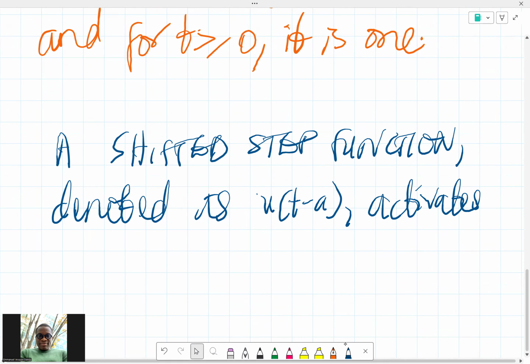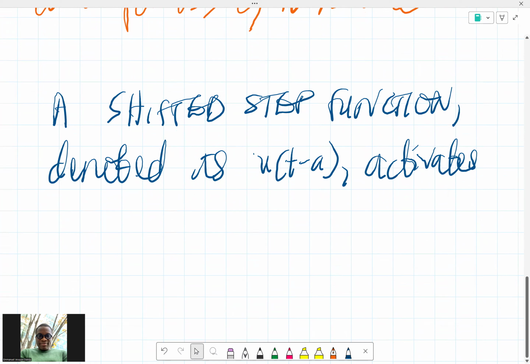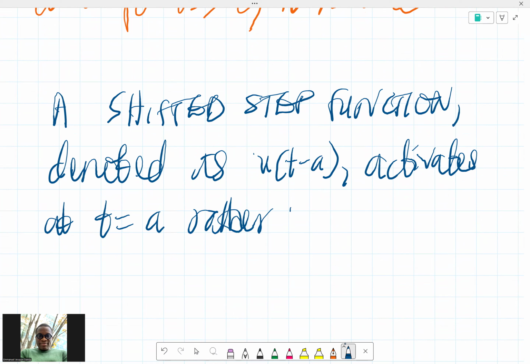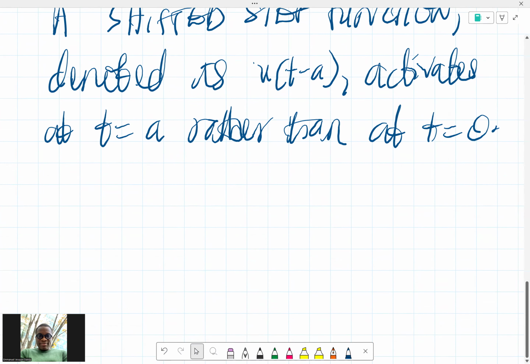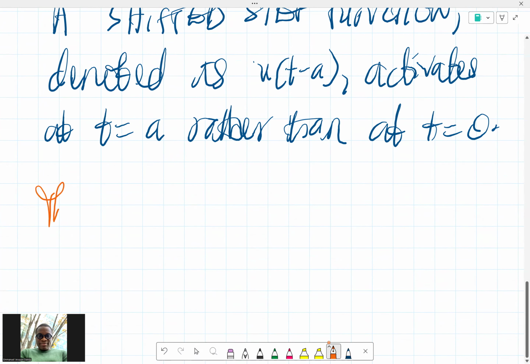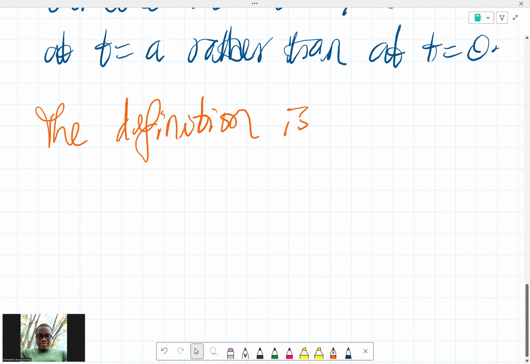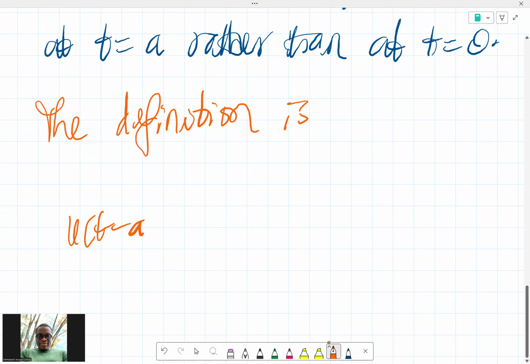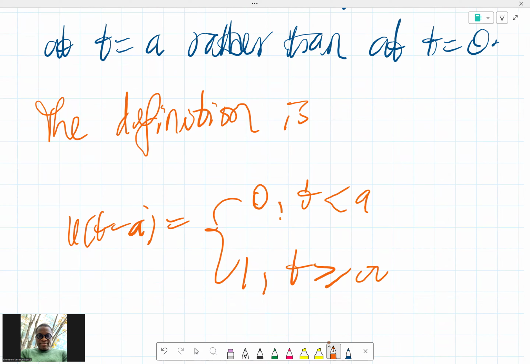So a shifted step function denoted as u of t minus a activates at t equals a, rather than at t equals 0. The definition is u of t minus a equals 0 when t is less than a, and it is 1 when t is greater than or equal to a.